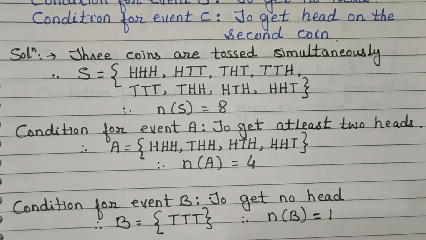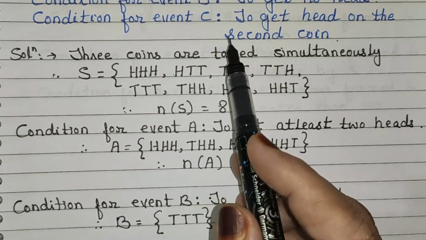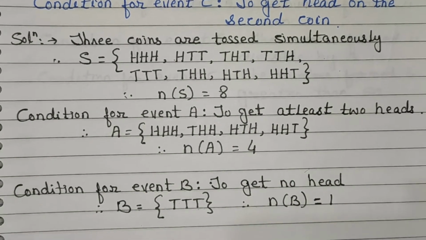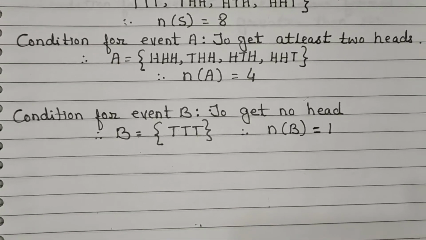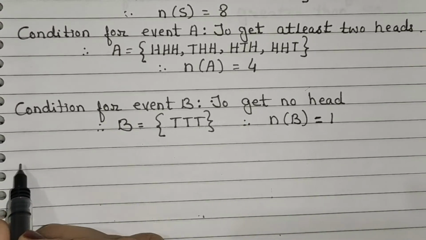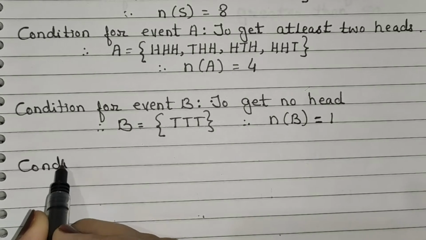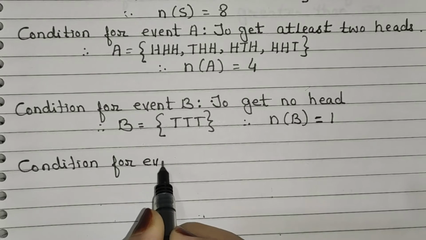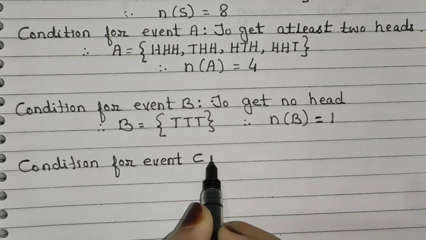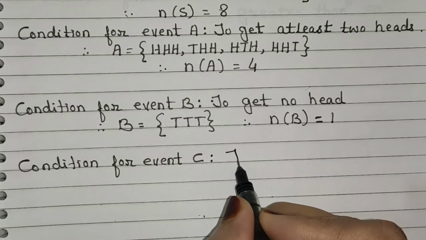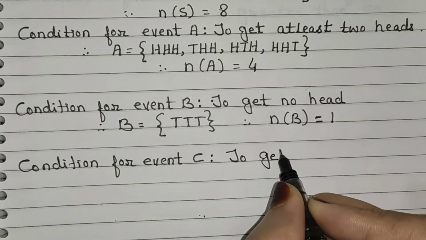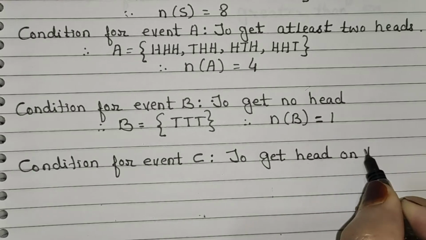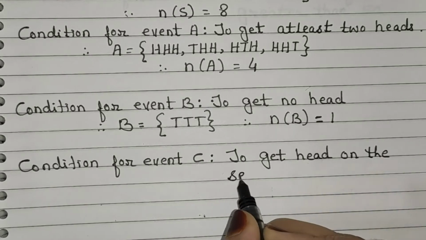Now next condition for event C is to get head on the second coin. Now write down here: condition for event C, to get head on the second coin.